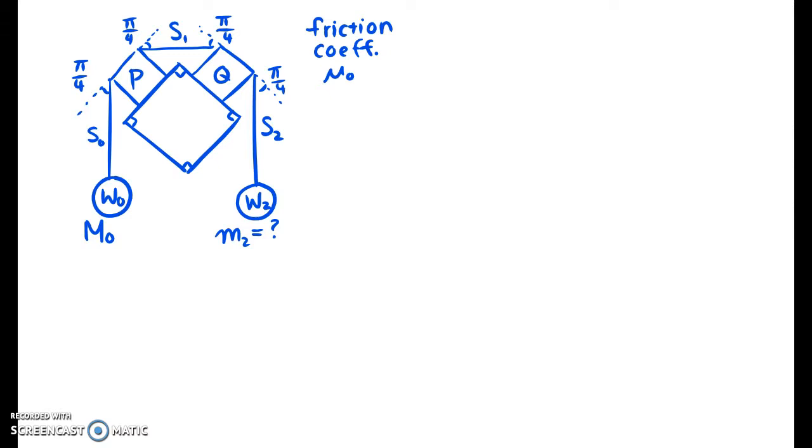So let's start off by drawing some free body force diagrams on W0 and W2. So let's start off with W0. There are only two forces that are acting on W0. One is the tension from string S0, so we'll call that once again T0, as well as gravity, which acts upon it, since W0 actually does have a mass. So the gravitational force that's acting on W0 is just its mass, M0, times G.